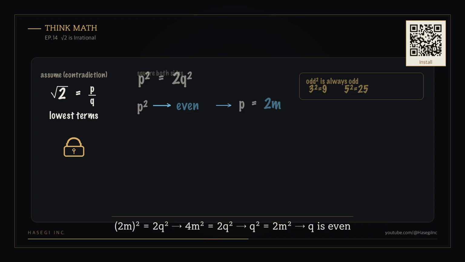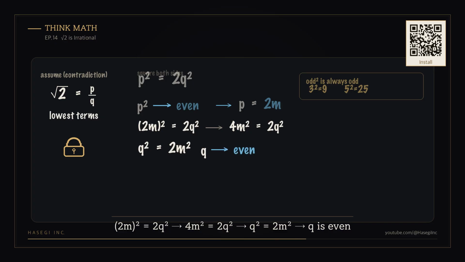Now substitute p equals 2m. (2m) squared is 4m squared, and that equals 2q squared. Divide both sides by 2, and q squared equals 2m squared. So q squared is even as well, which means q is even too.